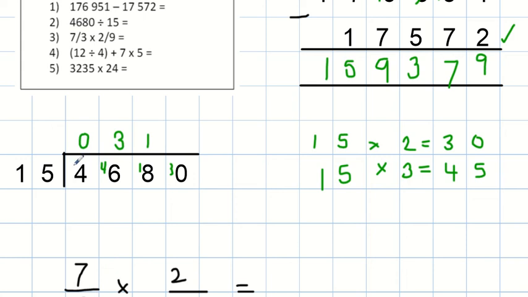Now I'm thinking 15 into 30. Well, I know that goes twice exactly. So our answer is 312. Again, if you've got that one right, give it a little tick. If you need to review your learning, pause the video now.